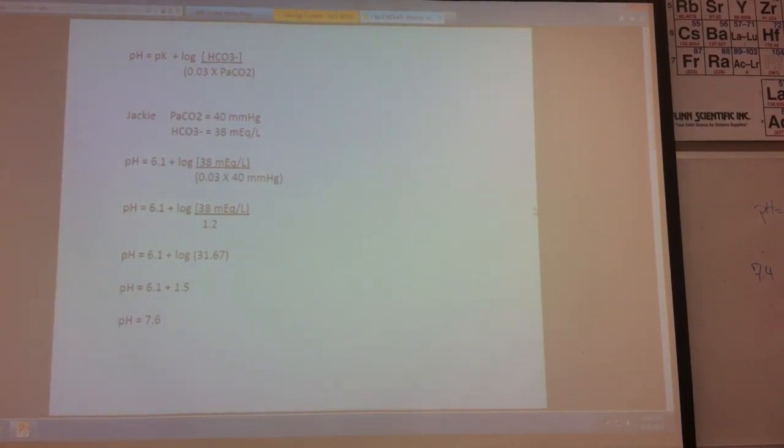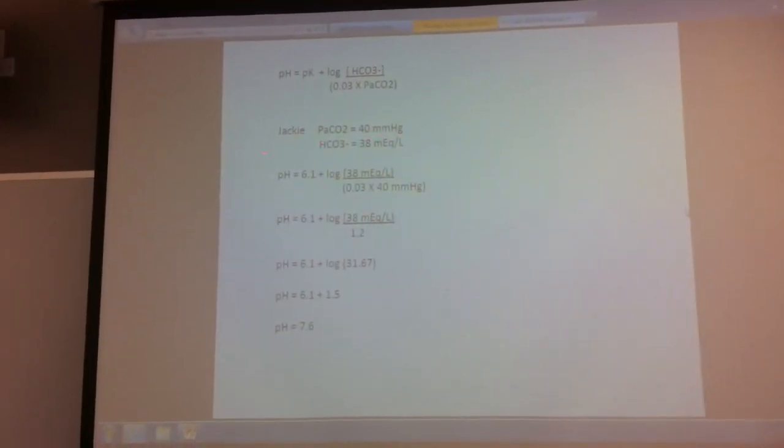So Jackie's PCO2 is normal. What about her bicarbonate ions? They're supposed to be 24, so they're elevated. Would you expect her to be in alkalosis or acidosis? Alkalosis. What's the cause? Metabolic, because her CO2 didn't change. To find out her pH, and we would expect an elevated pH, you plug this into the equation: multiply the 40 by 0.03, divide the 38 by that number, and you come up with 31.67, then take the log of that.